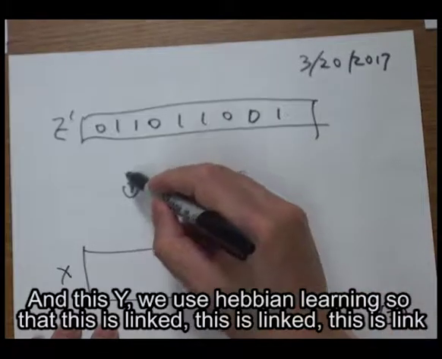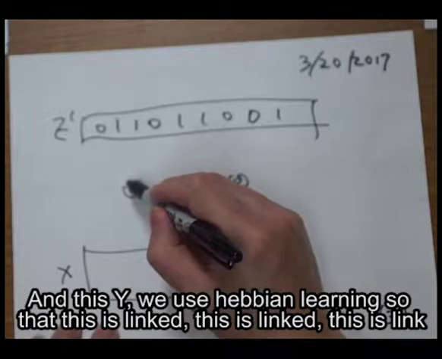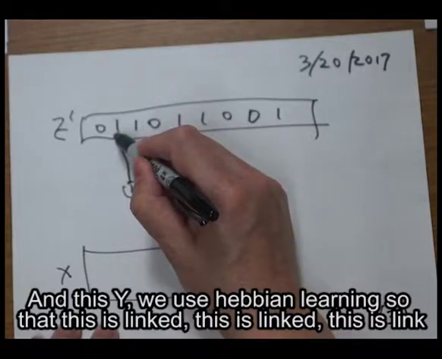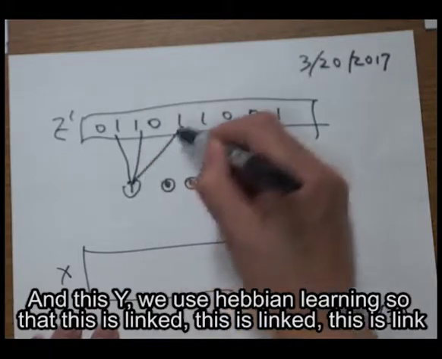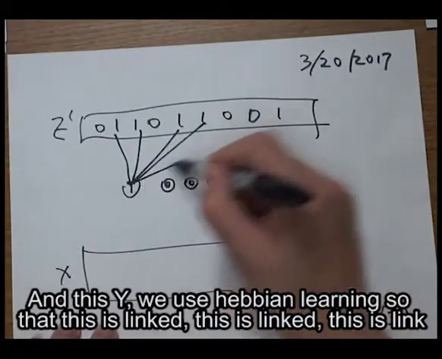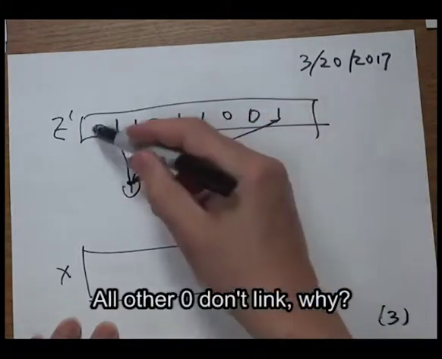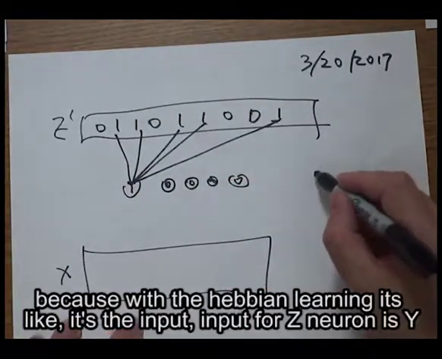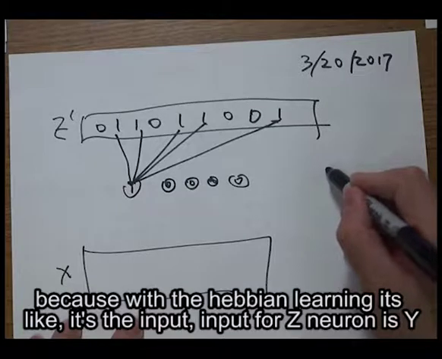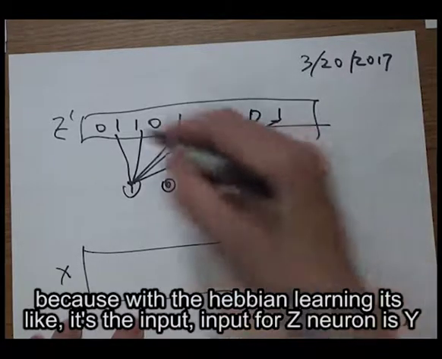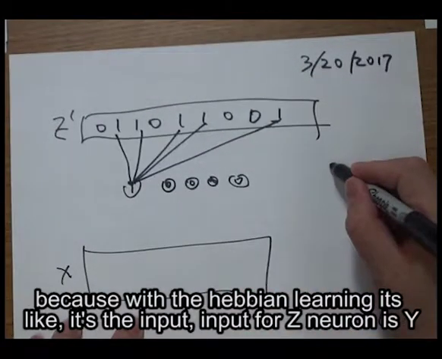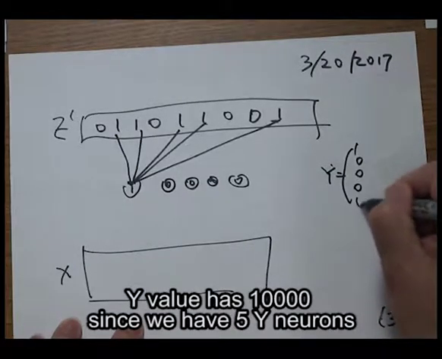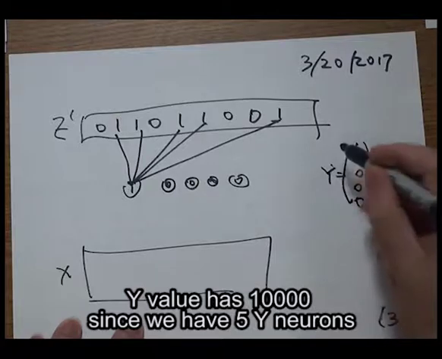And if this is the 1, and we use Hebbian learning so that this is linked, this is linked, this is linked. All other 0 don't link. Why? Because with the Hebbian learning, it's the input, all right? The input for the Z neuron is Y, all right? Y value has 1, 0, 0, 0, 0. So suppose we have 5 Y neurons, all right?